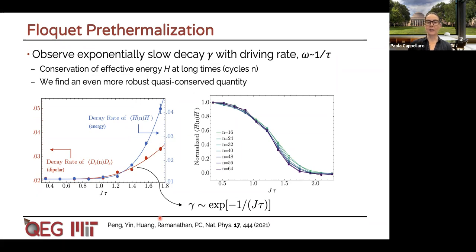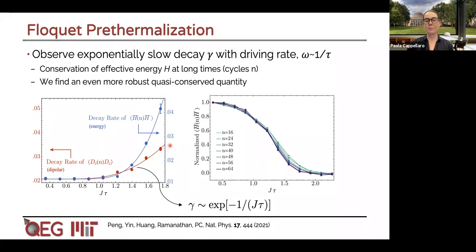What was interesting was that we looked at the energy and we were thinking, well, the energy is something which is conserved and it should be the best conserved quantity. But actually, we found a different conserved quantity, which is the first order deviation of the prethermal Hamiltonian itself. This is the dipolar Hamiltonian in the z direction. This quantity is also conserved by the prethermal Hamiltonian, but it's even more robust. Its decay rate has the same functional form, exponential in 1 over the rate, but the coefficient is smaller.